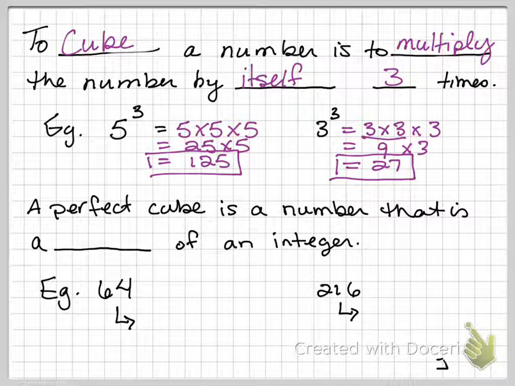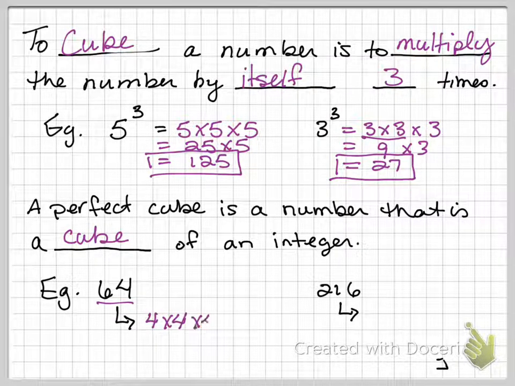So a perfect cube is a number that is a cube of an integer. So for 64, this one is a perfect cube because if I think about what 3 numbers that are the same, when I multiply them together, give me 64. Well, this would be 4 times 4 times 4. 4 times 4 is 16. 16 times 4 is 64.